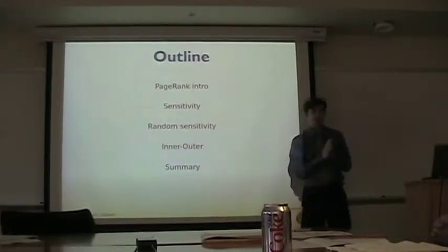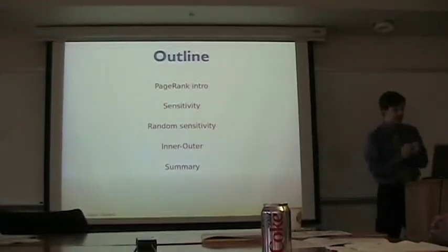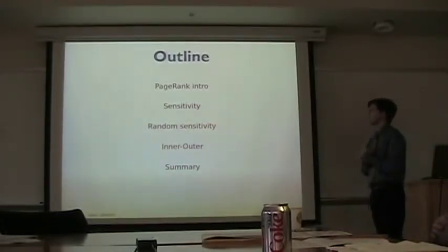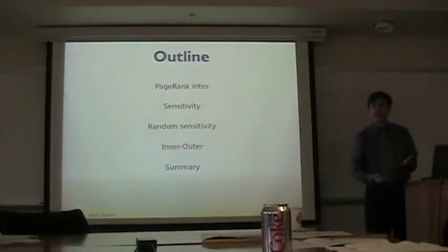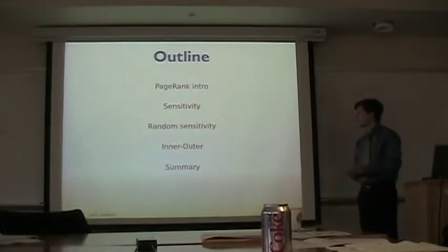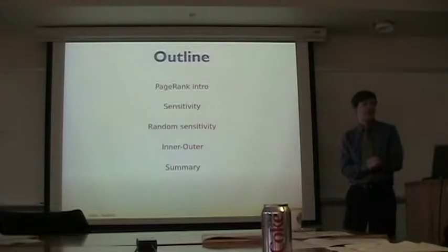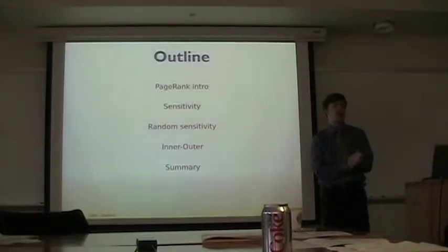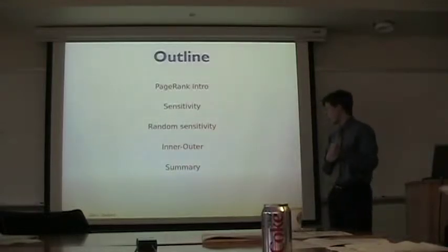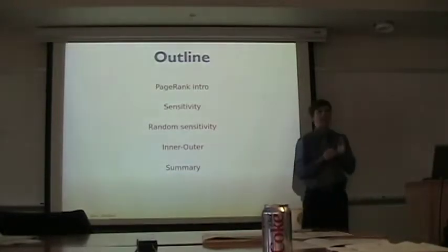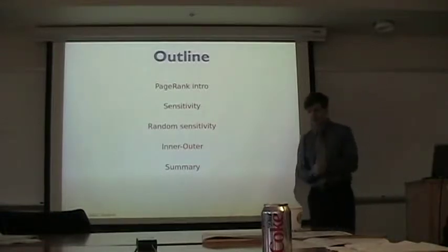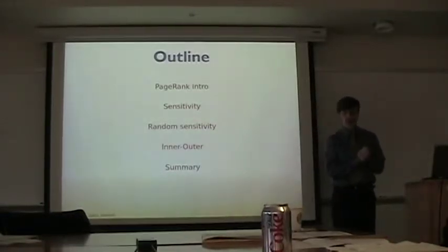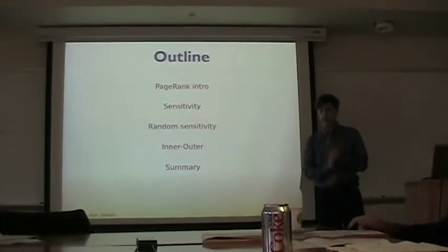First of all, I'm going to talk about how I got started on looking at sensitivity, and this is some work I originally did with Gene. Then I'll talk about our ideas for random sensitivity, what I mean by that particular topic, and how we're going to look at it, and how I think it's a nice way to look at the PageRank problem. Hopefully, we get around to talking about the inner-outer iteration that Hen Greif originally developed, and then we've done a lot of work on it subsequently. And then we'll follow with a quick summary.